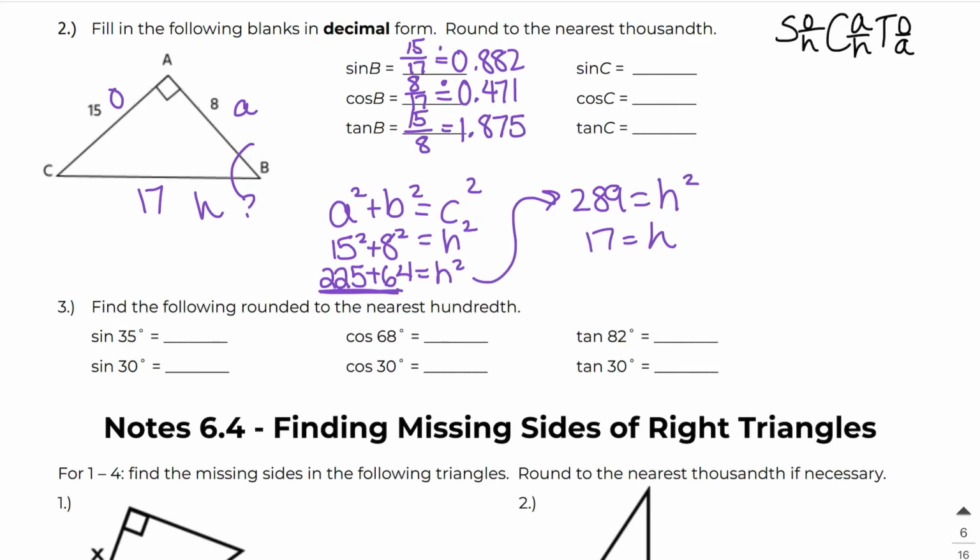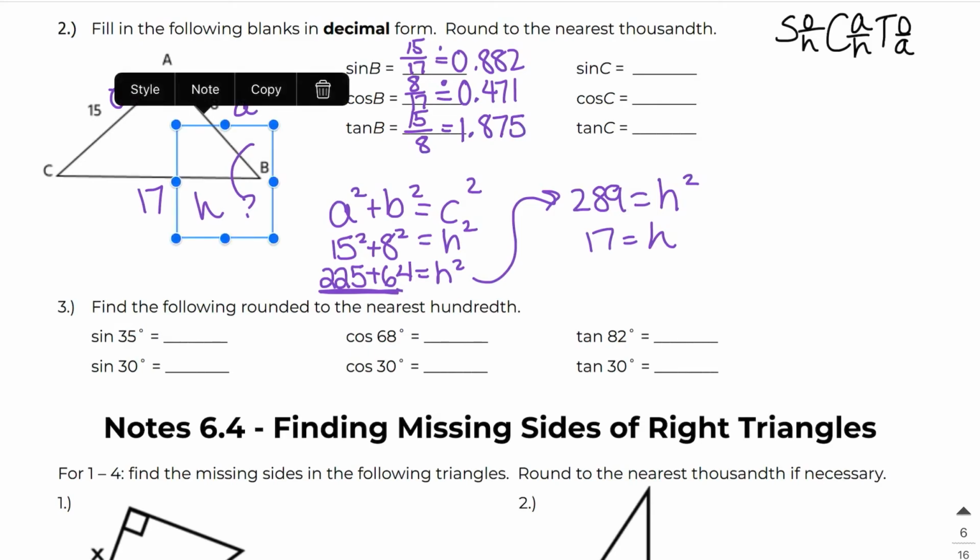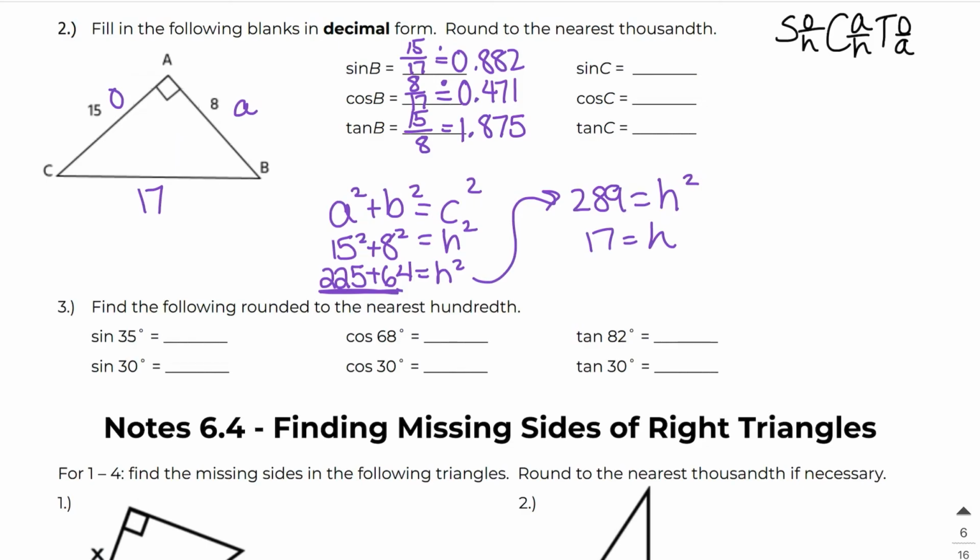Okay, now let's go ahead and do angle C. Everything's going to be based on angle C now. So this is still the hypotenuse, but now the 8 becomes the opposite because it is across from the angle, and the 15 now becomes adjacent because it is next to the angle. So sine is opposite over hypotenuse, and so we'll do 8 over 17. And we already calculated that number, so I'm just going to say it's 0.471.